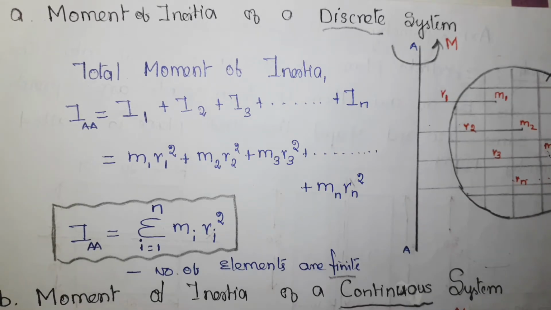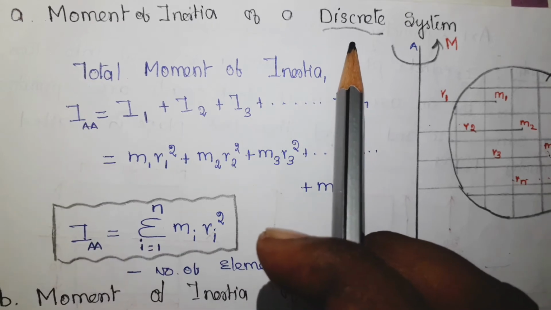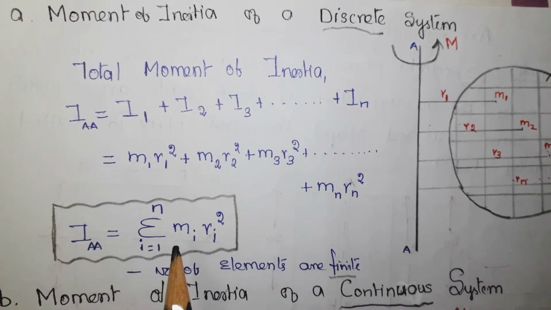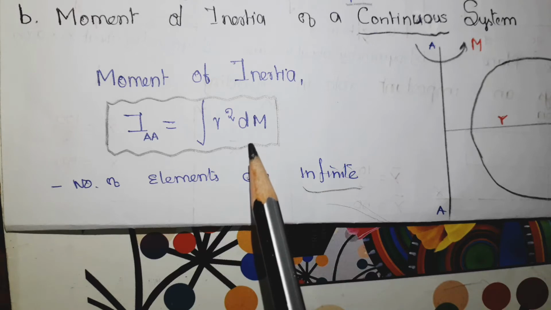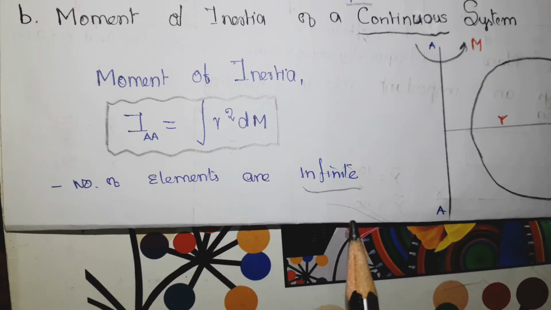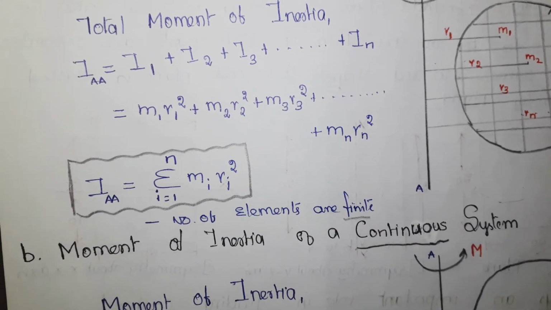I already discussed this in one of my previous videos, so I will go fast. There are two classifications in mass moment of inertia. One is for a discrete system, and the corresponding formula is the summation of i equal to 1 to n of m_i into r_i the whole square. And the second is the continuous system, and here the formula is the integration of r square into dm. Here the number of elements is infinite, and for the first case the number of elements is finite.